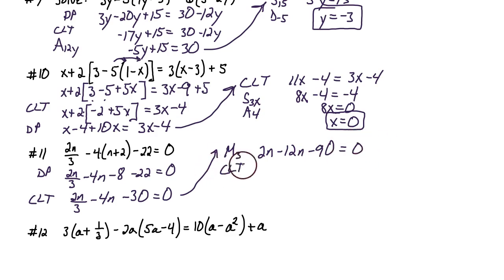Now I'm going to combine like terms with the n's because there's no fractions anymore. This makes negative 10n minus 90 equals 0. Add 90 to both sides. Negative 10n equals 90. Therefore, n equals negative 9.